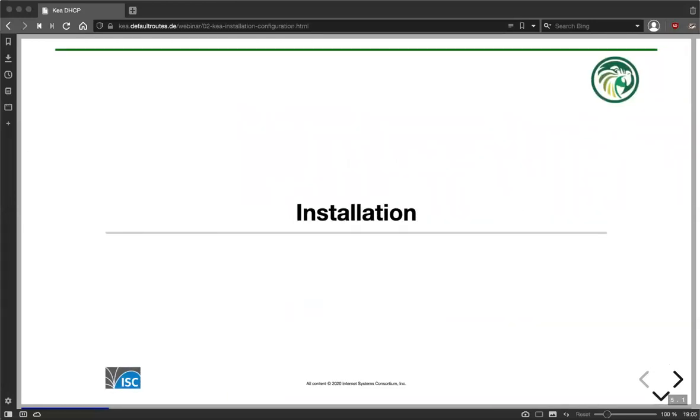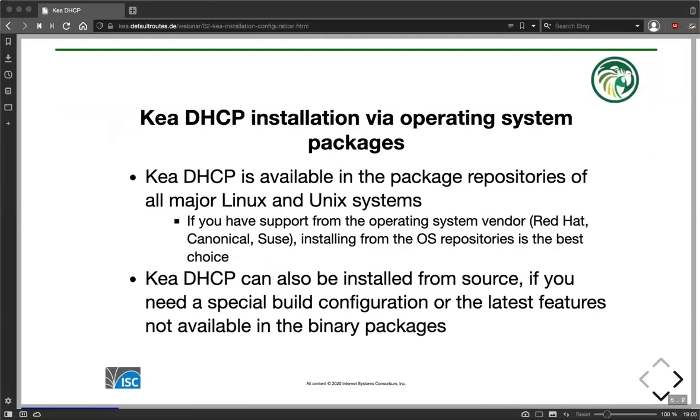So how do you install Kea? If you have one of the operating systems where Kea is directly in the operating system repositories, that might be the best choice. So if you have Red Hat, Canonical Ubuntu, or SUSE Linux, and Kea is already packaged there, you can just pull that in. It might be a slightly older version than the latest version that is being released from ISC, but depending on your needs, that might be fine.